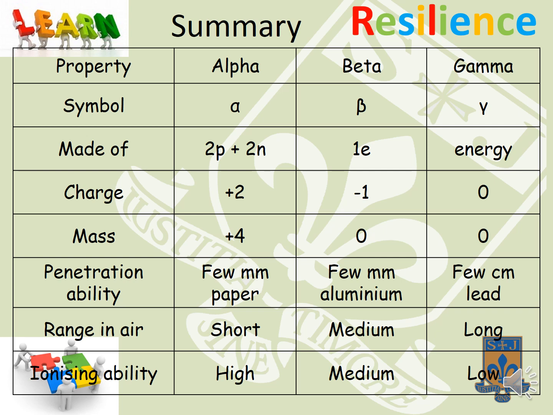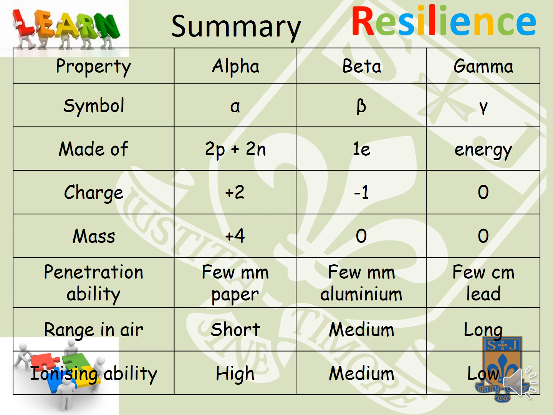Alpha has a mass of 4, as it has 4 nuclear particles in it, 2 protons and 2 neutrons. We know electrons have virtually no mass, so we say the mass of a beta particle is 0. And again, gamma, being an energy form, doesn't have any mass at all. The 3 materials here are 3 materials that you need to know. You need to be able to recall the fact that alpha can be stopped by paper, beta can be stopped by aluminium, and gamma can be reduced by lead.